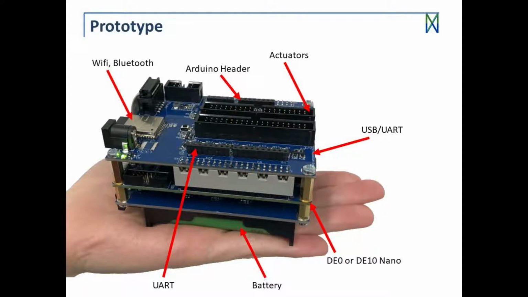On the bottom, the battery board that can supply up to 12 amperes and operate 80 actuators at full intensity over 1 hour. And on the top, the control panel with Wi-Fi and Bluetooth connection, as well as Arduino header for other projects. We support 80 actuators via the GPIO headers.